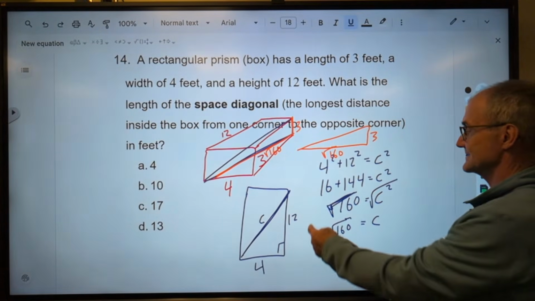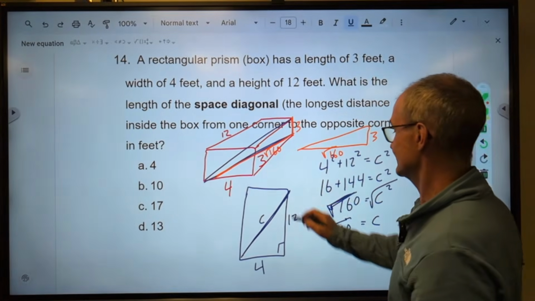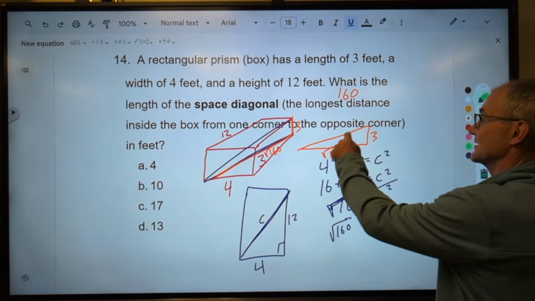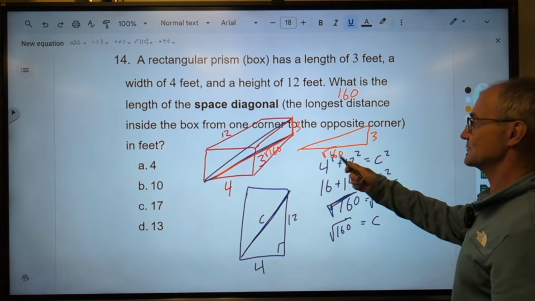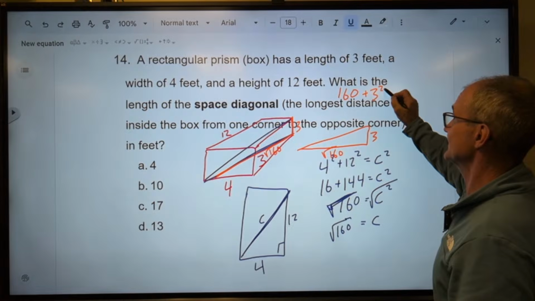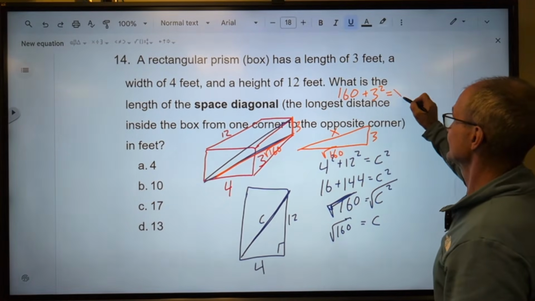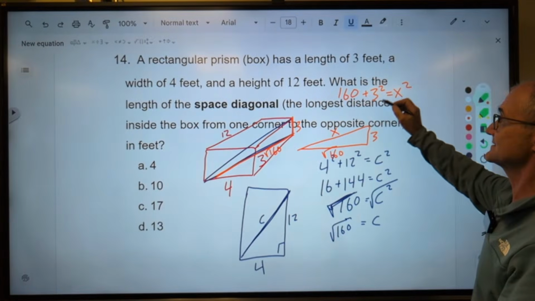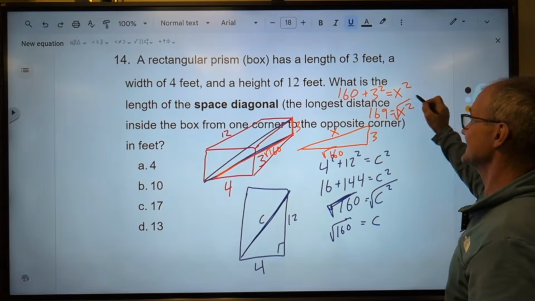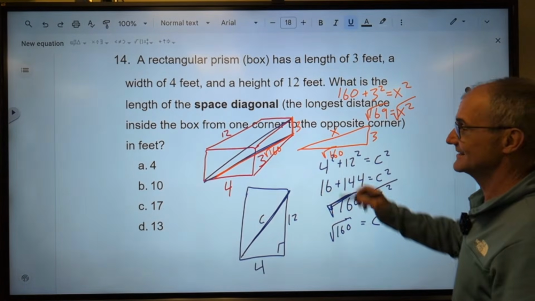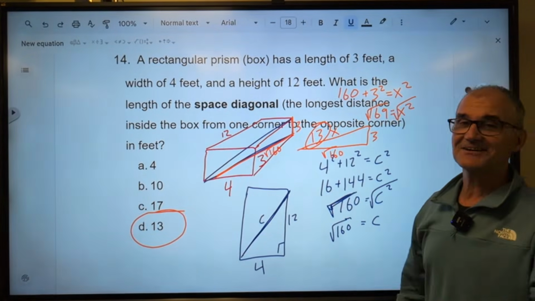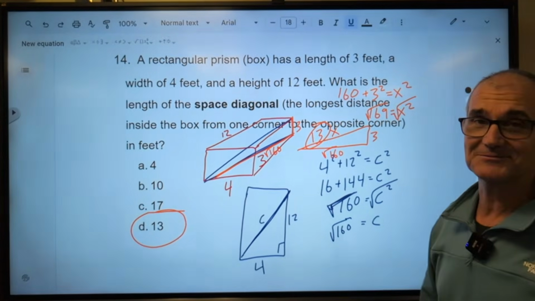Square root of 160 squared is just 160. So I'm going to go a squared plus b squared equals c squared. 160 plus 3 squared equals this thing squared. 160 plus 9 is 169 equals x squared. Square root of each side. Square root of 169 is 13. Correct answer, answer D right there. If you got that one, you're killing it. That was one hard problem right there.